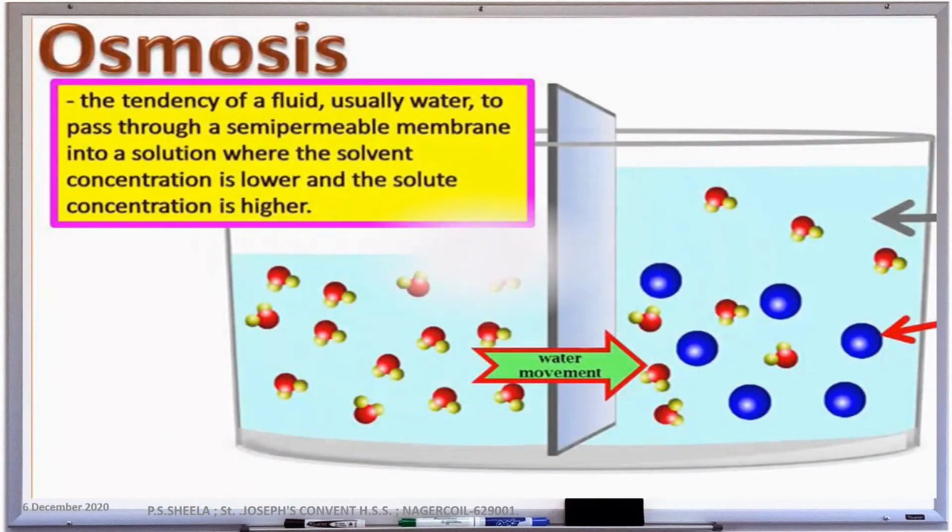It's an experiment to prove osmosis. In this, water molecules from the petri dish, which has the higher concentration of solvent, that is water molecules, move to the lower concentration of solvent through a semi-permeable membrane. And it doesn't require energy. This is called osmosis.